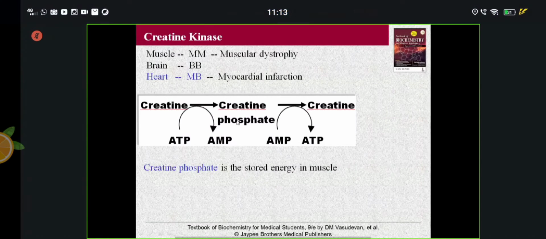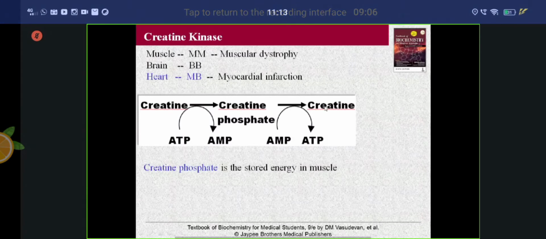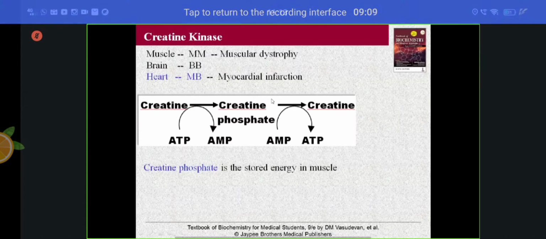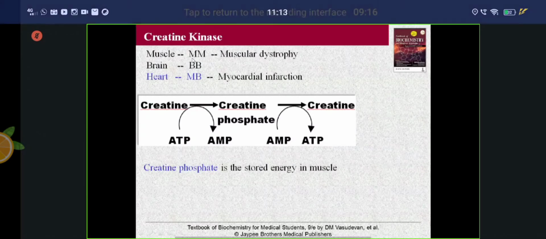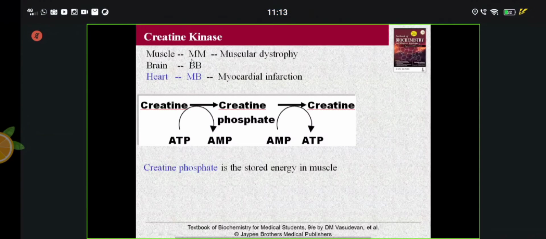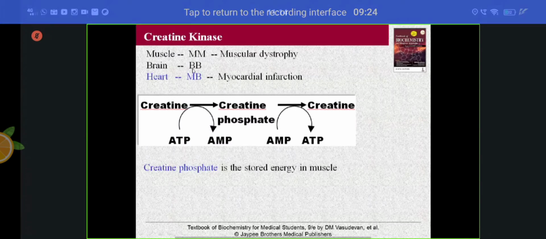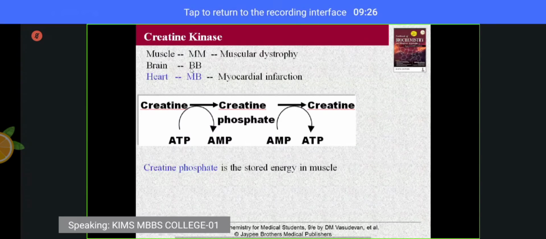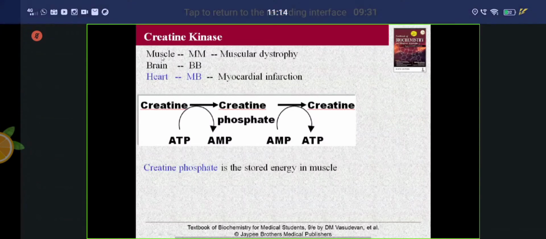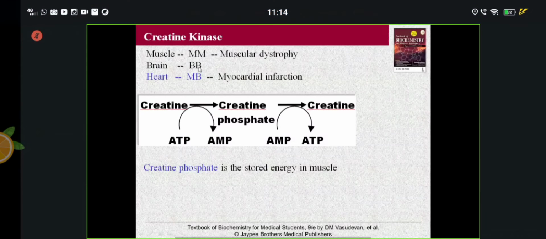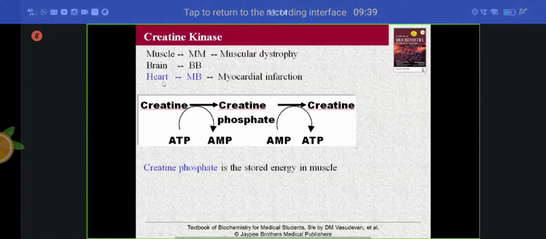Creatine phosphate is spontaneously broken down to give creatinine. Creatine kinase is a special enzyme. If the enzymes chapter is completed, you know it is made up of two units, B and M. B is brain and M is muscle. If it is made up of two M units, it is found in the muscle. If it is made up of two B units, it is found in the brain. If one M and one B, it is present in the heart.